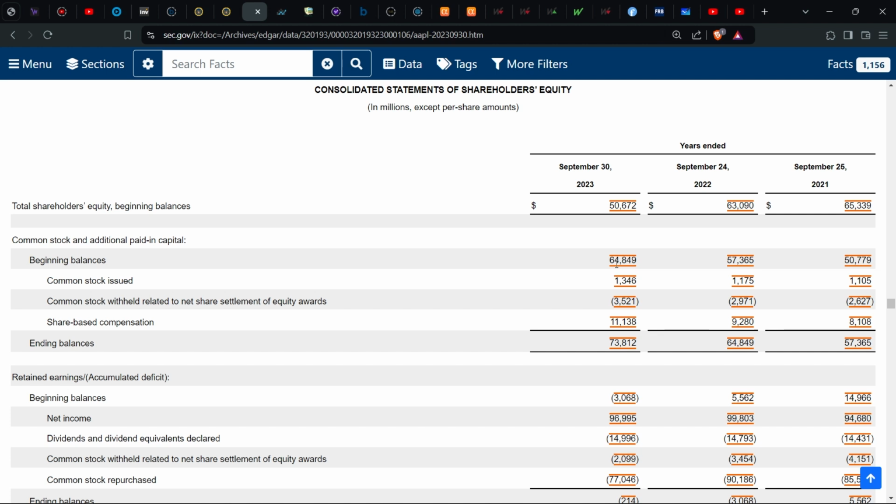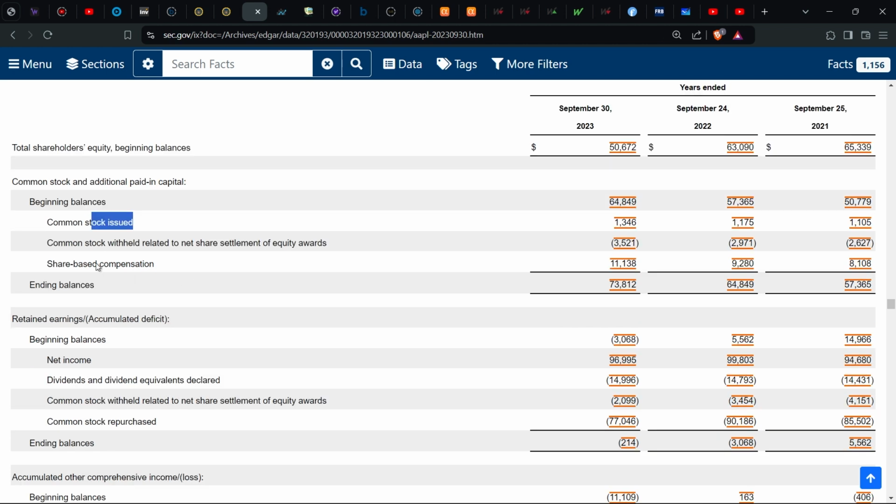So from $64 billion, we add a billion, subtract 3 billion, add 11 billion, and get $73.8 billion. That's for common stock and additional paid in capital. The additional paid in capital part is coming in from the new stock issued.